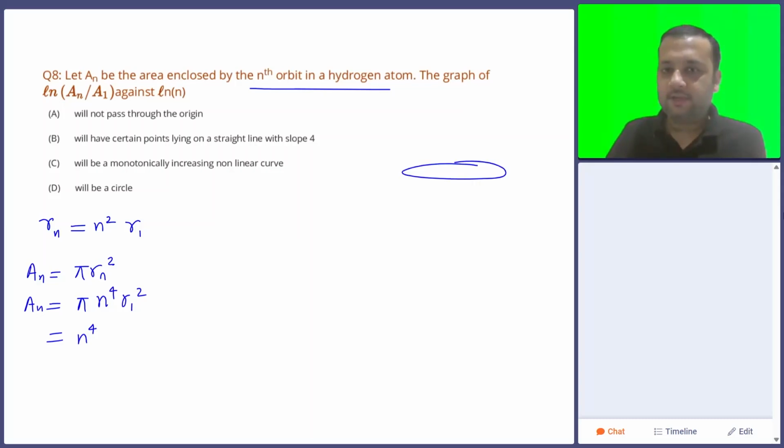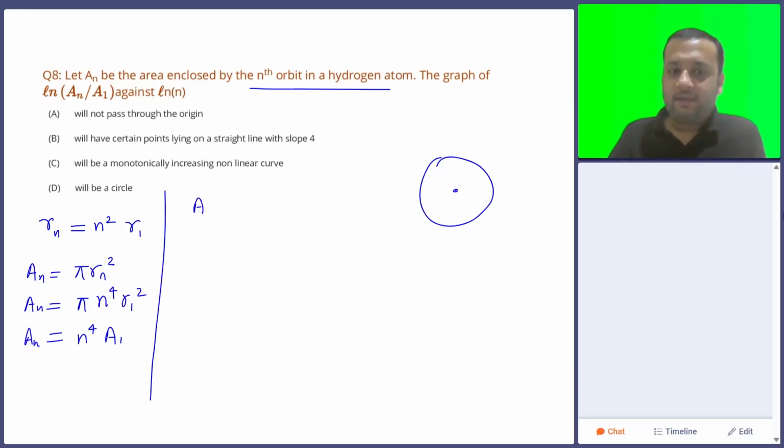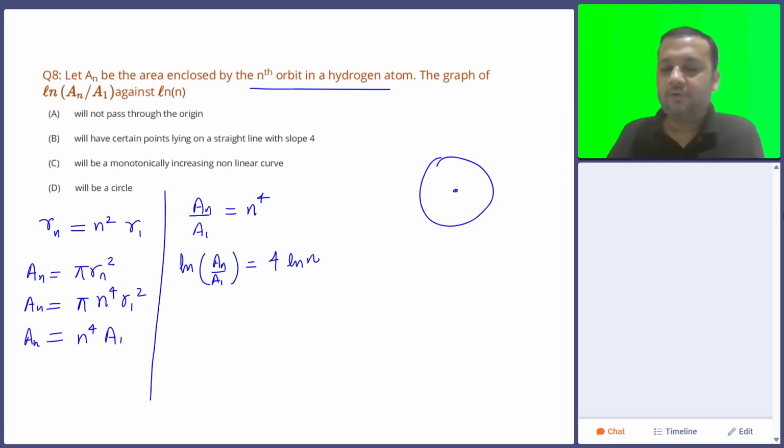Okay. So for example, if the electron is moving in this kind of circular orbit, this is the area they are talking about. So pi r1 squared will be A1, and this is An. Now what is the value of An by A1? So An by A1 is basically n to the power 4, and if you take the ln of it, ln of An by A1 will be 4 times ln of n. Using the property of log, 4 will come down.